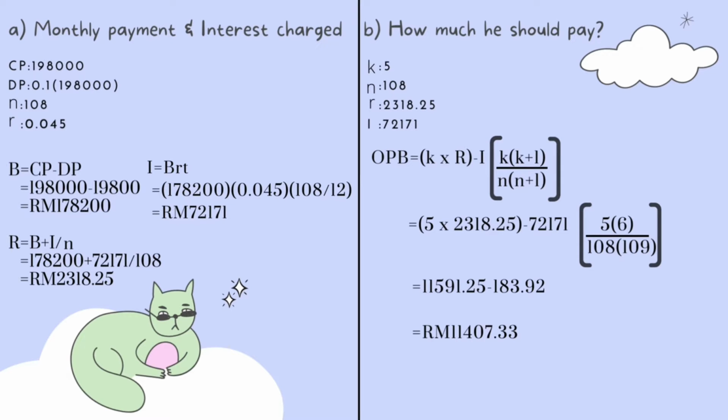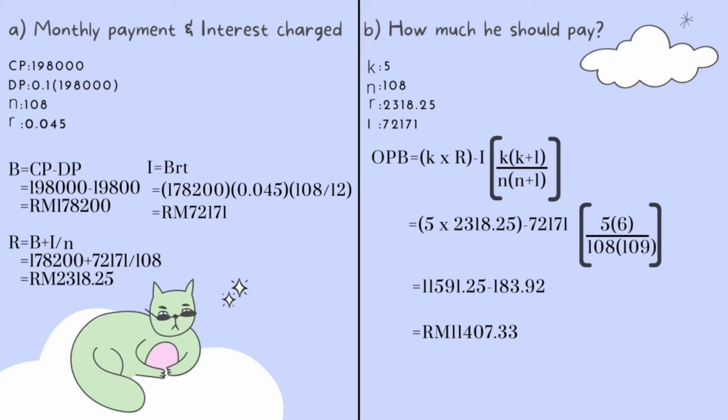Next, we can use the I equals BRT formula to find the interest charge. By multiplying 178,200 ringgit with 0.045 and 108 over 12, we get the interest charge, which is 72,171 ringgit. Lastly, we can calculate the monthly payment by using R equals B plus total interest over number of payments. By putting in 178,200 plus 72,171 over 108, you get the monthly payment, which is 2,318 ringgit 25 cents.